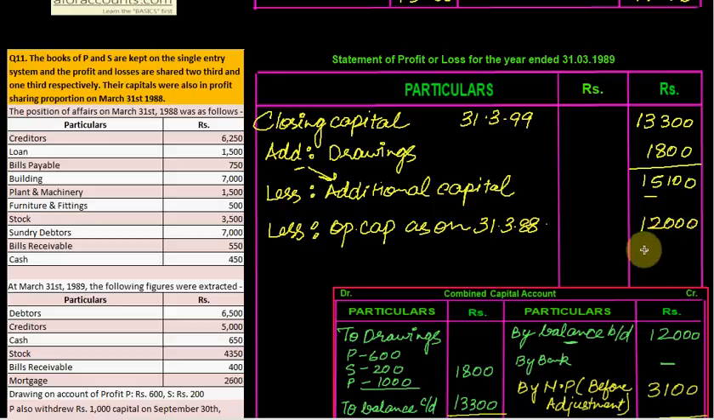Okay, so we get our profit. 3,100 is your net profit before adjustments. So we found out net profit before adjustments.